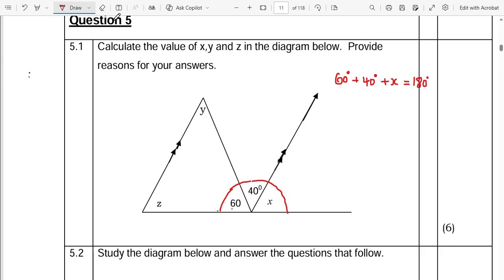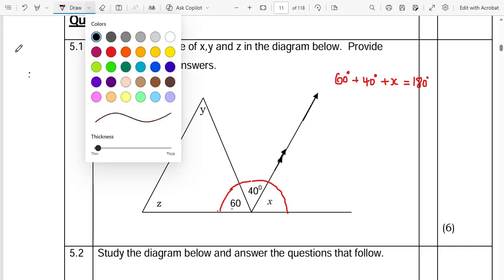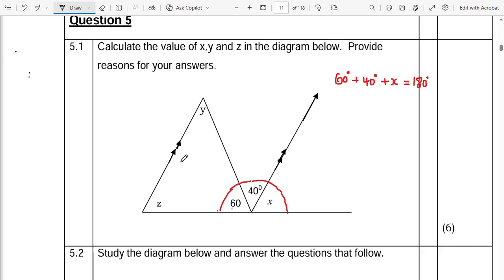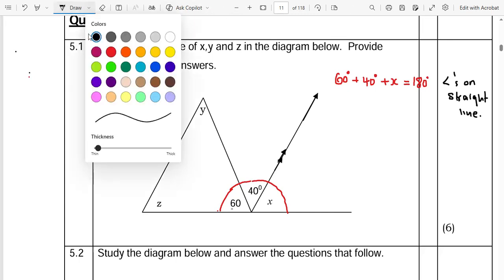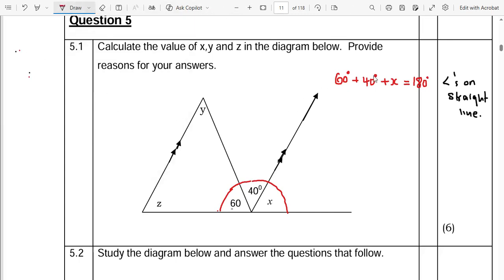When you answer this type of question, you need to also give reasons. Why are you saying so? So we're going to say this is angles on a straight line. That's the reason that I'm going to give the marker. Now you just have to add the like terms on this side. Look at this: 60 plus 40, that's 100. So I'm going to write 100 degrees plus x equals 180. Now you need to subtract 100 on both sides.